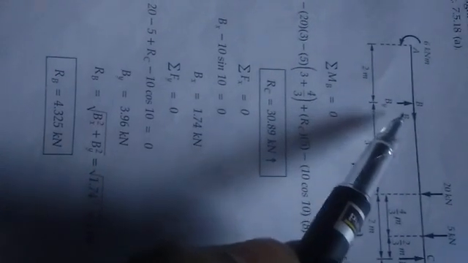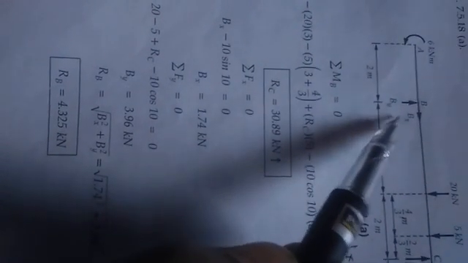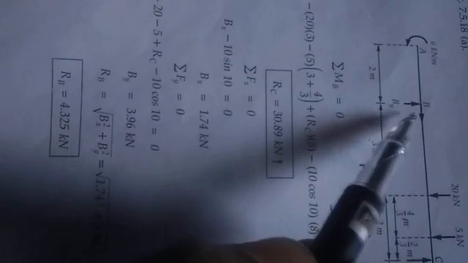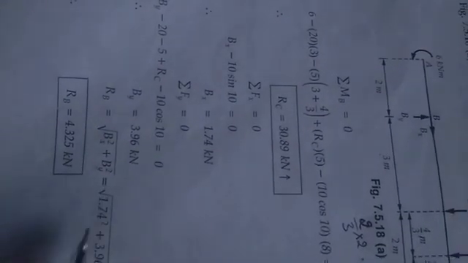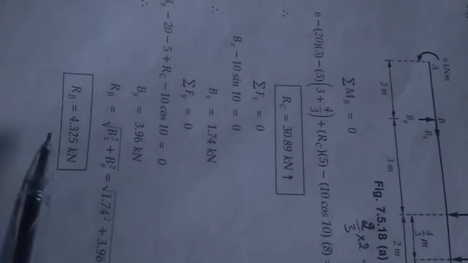After finding the BY value, you can see there is a hinge here, and due to the two forces you will get one reaction. The resultant force RB is equal to the square root of BX square plus BY square. BX you have already determined, so substitute the BX value and BY value and find out the RB value, that is 4.325.